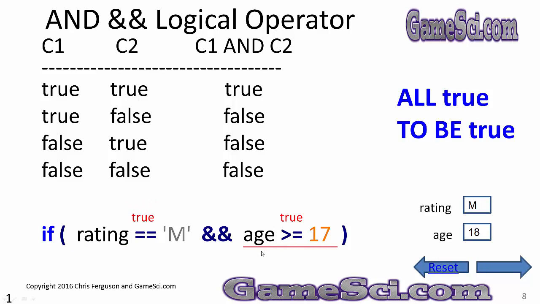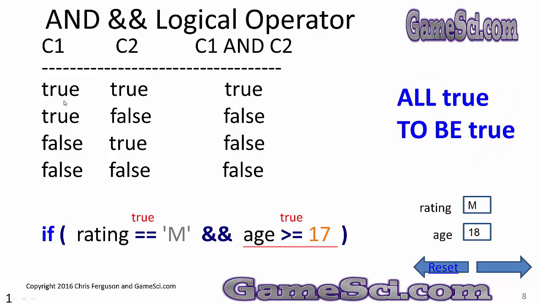Then I'll go over and evaluate the age greater than or equal to 17. Age contains an 18, so this is 18 greater than or equal to 17. That is also a true statement. Turns out both sides of the and are true. Well, that's interesting. The way I remember the and logical operator is it's all true to be true.